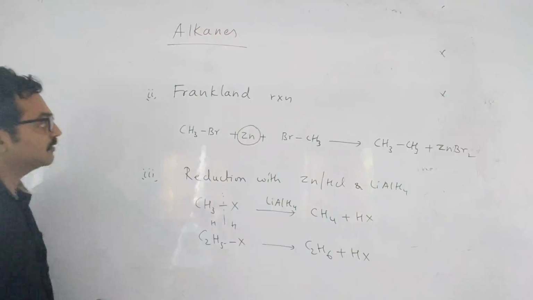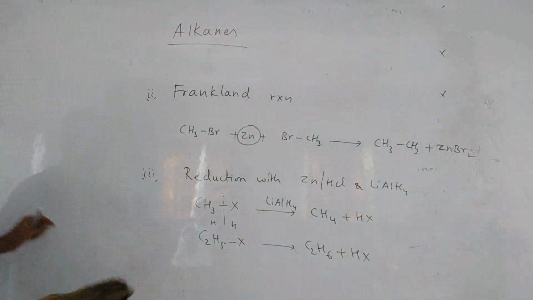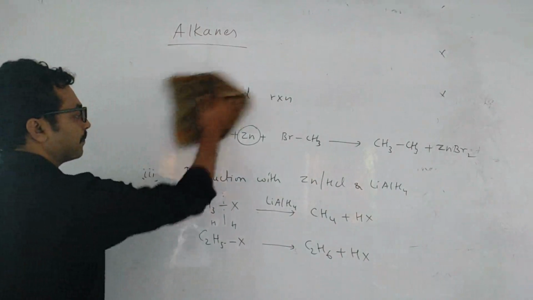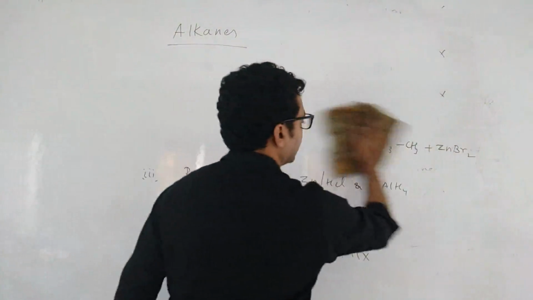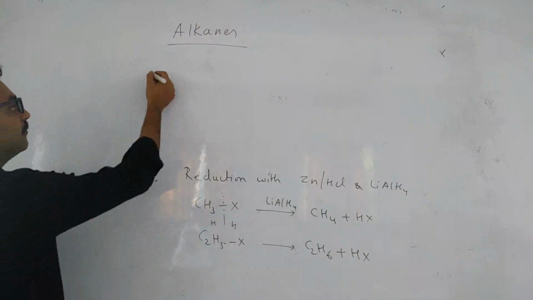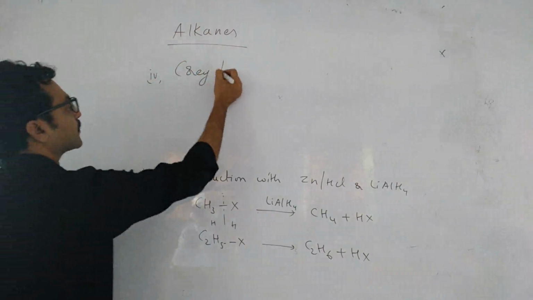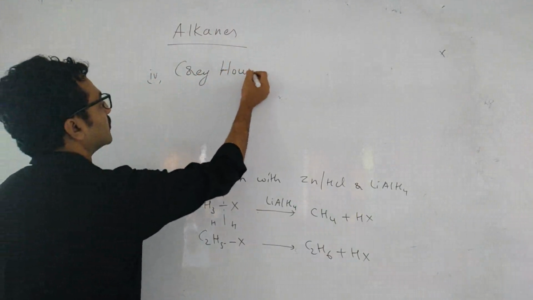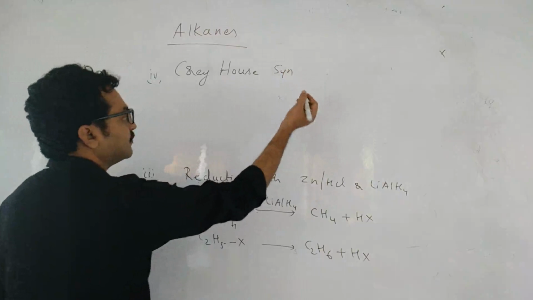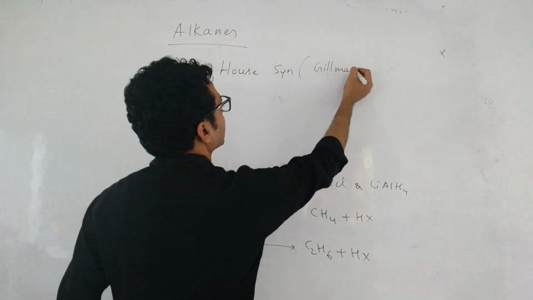Corey-House synthesis. In that we will use Gilman reagent. These three things are over. The fourth reaction from alkyl halides is the Gilman-Corey-House synthesis. In Corey-House synthesis, which reagent is used, children? Gilman reagent.